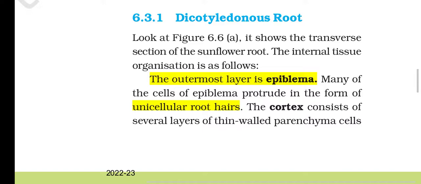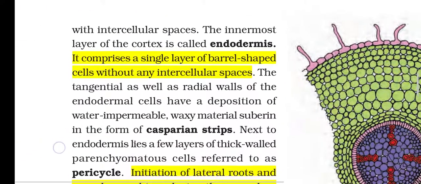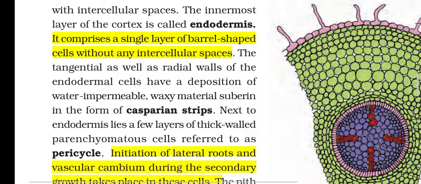The outermost layer is epiblema. Many of the cells of epiblema protrude in the form of unicellular root hairs. The cortex consists of several layers of thin-walled parenchyma cells with intercellular spaces. The innermost layer of the cortex is called endodermis. It comprises a single layer of barrel-shaped cells without any intercellular spaces. The tangential as well as radial walls of the endodermal cells have a deposition of water impermeable waxy material suberin in the form of Casparian strips.